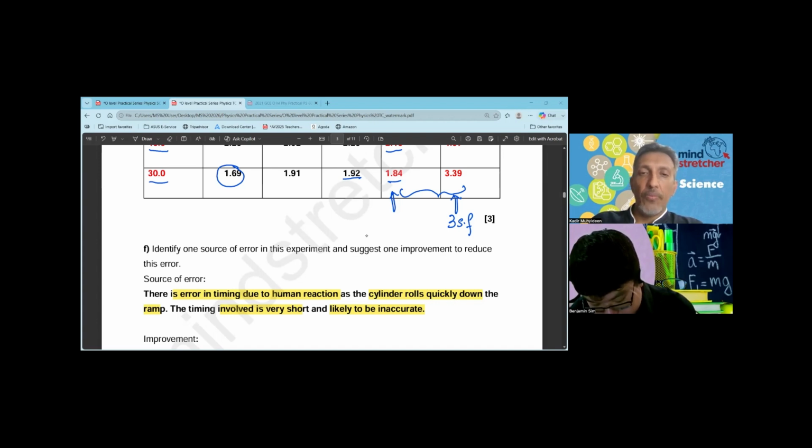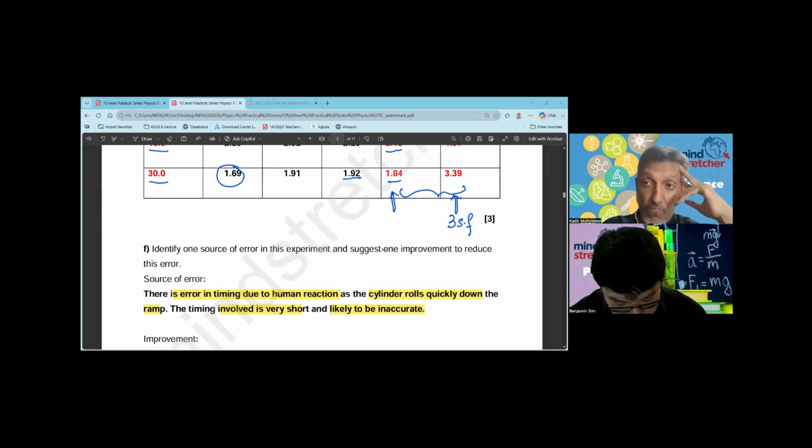Add a sensor at the end recording the time. Okay, that's good. Yes, that's a good suggestion. Instead of manually recording it, you use a sensor to detect when it leaves and when it ends. Video recording, these are all good suggestions. Data logger, yes, correct.